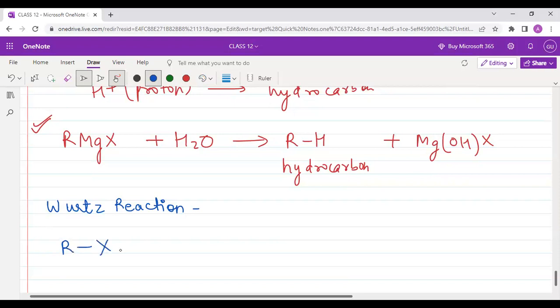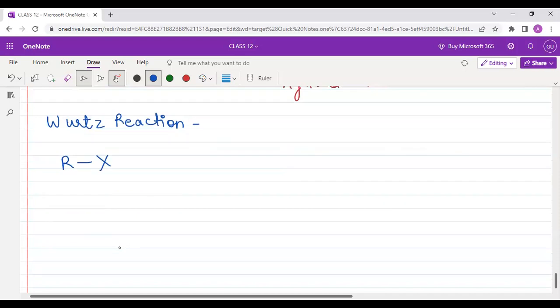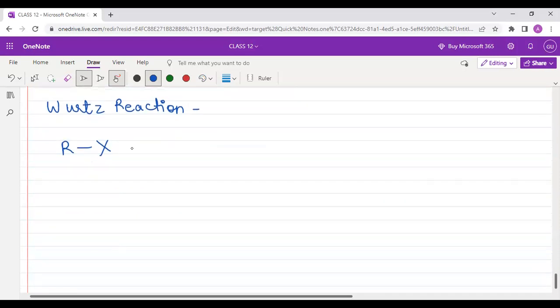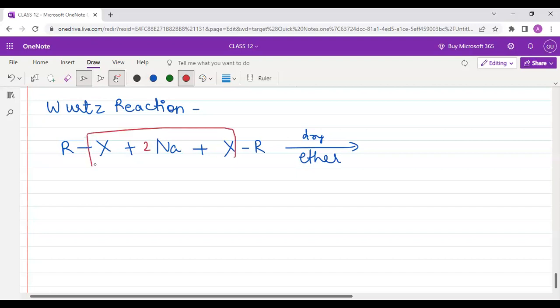It's a coupling reaction wherein sodium metal is reacted with two alkyl halides. Yes. So we have RX, we have sodium, and then we have another molecule of alkyl halide. And they react in the presence of dry ether. So alkyl halides react with sodium in dry ether and form hydrocarbons. So what will happen in this reaction? This Na and this X of these two alkyl halides combine to form two NaX, and along with this, R and R will join. So we'll get alkanes, hydrocarbons, and two molecules of NaX.